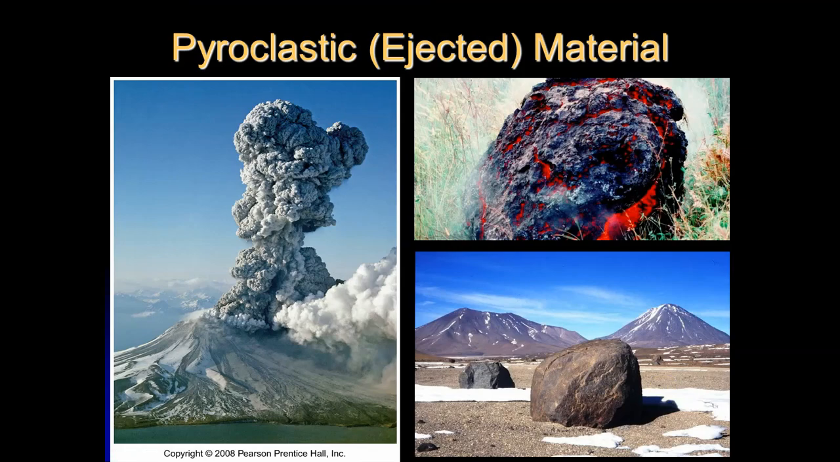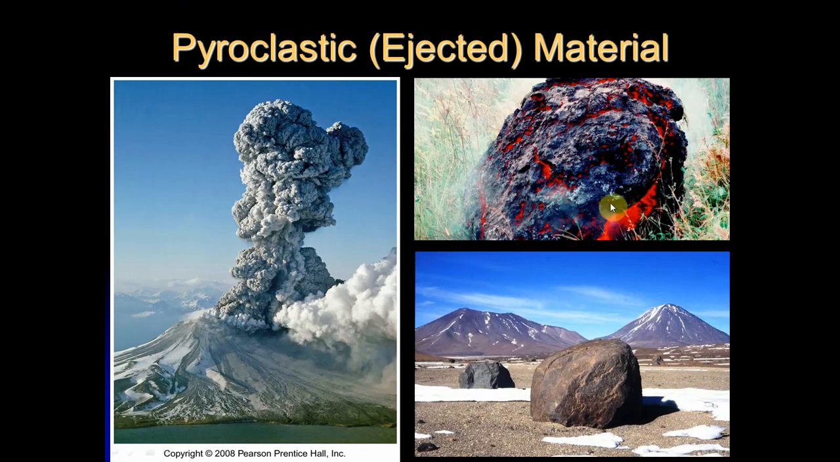And then our pyroclastic or ejected material. This can be very, very fine material like ash that can be held aloft in the atmosphere for months, if not years afterwards, actually affecting climate. We'll actually talk about volcanism when we get to natural causes of climate change.